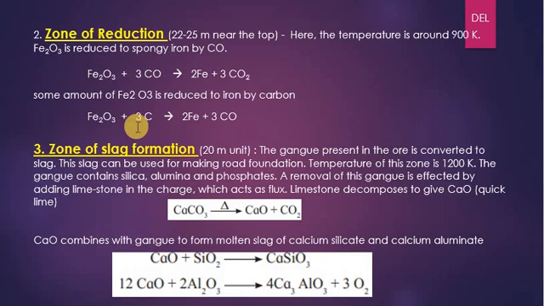Sorry, the second last zone is the zone of slag formation, where the calcium carbonate decomposes to give calcium oxide and carbon dioxide. Calcium oxide combines with silica to give the slag, which is calcium silicate. Calcium aluminate is also a slag, which is removed from the bottom of the furnace.